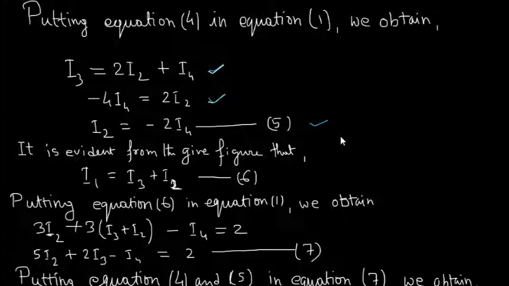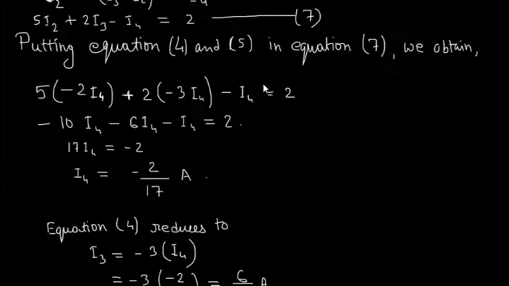It is evident from the given figure that I1 is equal to I2 plus I3, or I3 plus I2, same thing. Putting equation 6 in equation 1, we obtained 3I2 plus 3I3 plus I2 minus I4 is equal to 2. 5I2 plus 2I3 minus I4 is equal to 2. This is equation number 7.